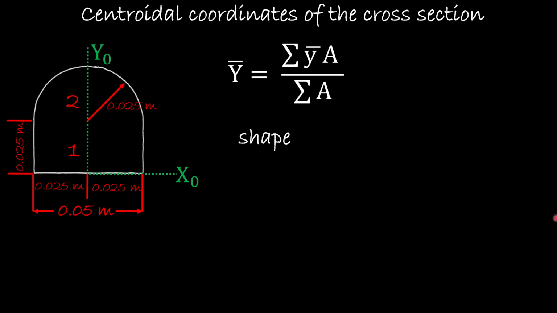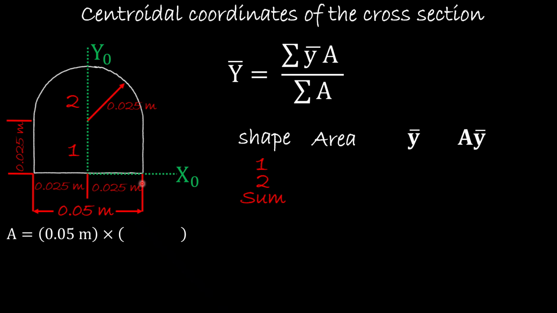So what we will do in here is create different columns. The first column is shape, then area, then the centroidal coordinate for shape 1 and shape 2, and then we multiply the area times the center of each shape. So we have shape 1, shape 2, and then the sum. And remember, we need the sum of the area, which is this column, and the sum of y times A, which is this one. So first thing, the area of shape 1 is a rectangle, which is 0.05 times 0.025, and that's what we have in here. So it will give us a value of 0.00125.